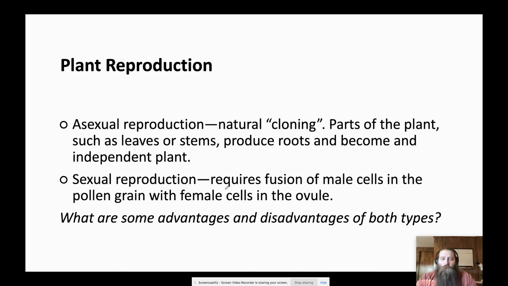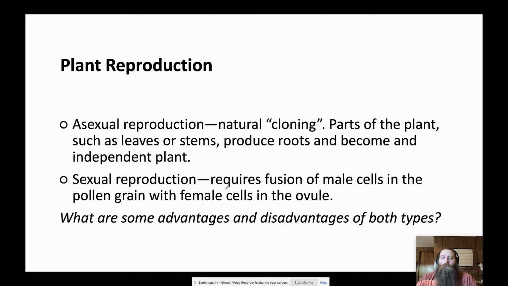So there's asexual reproduction that plants do, which is a natural form of cloning, right? And in this, some part of the plant, maybe a leaf or a stem or maybe even a section of root, is going to produce roots and become an independent plant that is a clone of the parent generation. In sexual reproduction, the plant is going to produce male and female sex cells, right, gametes, and they're going to combine to form a zygote, which is then going to grow into a new plant.